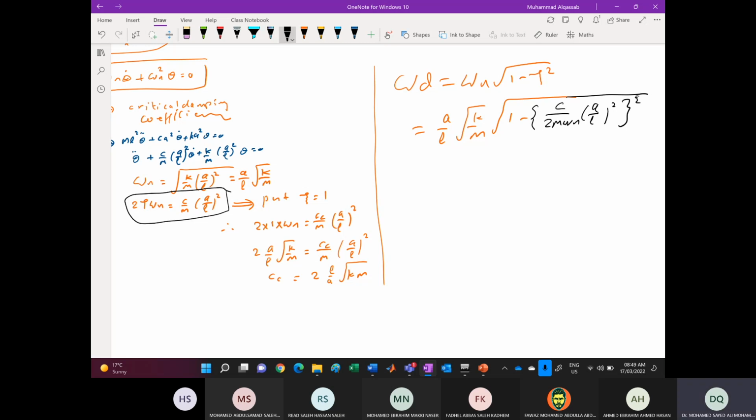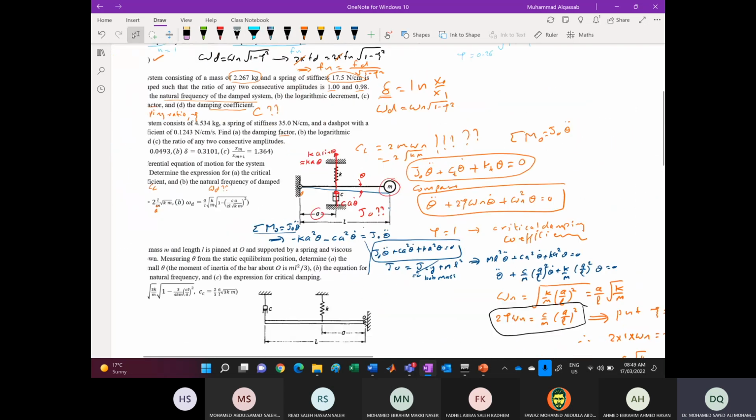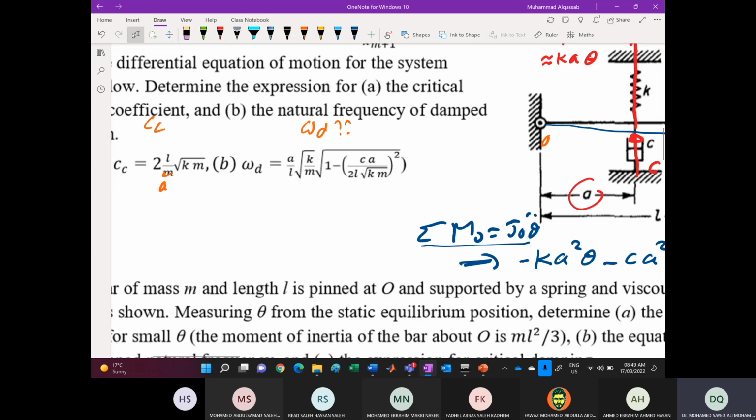This is all squared. And you need to replace omega n in terms of the given parameters. So this will reduce to A over L square root of K over M, 1 minus CA over 2L square root of KM all squared. This is the final equation.